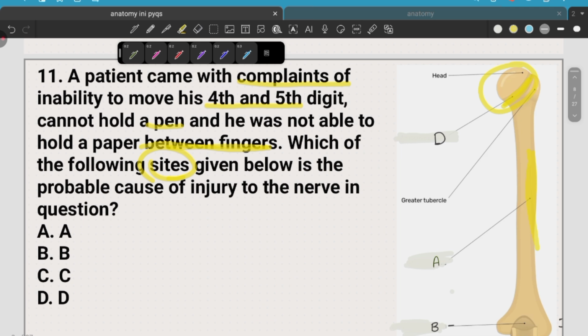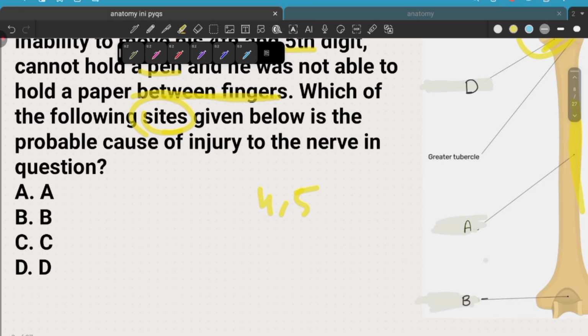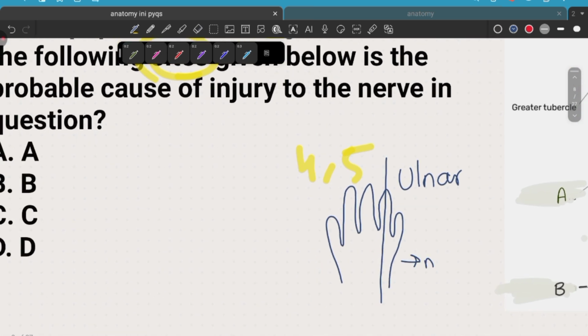First of all, we have to find out which nerve got injured. Then, second is where is the most probable, common site for injury of that nerve. So, the fourth and fifth digit are mainly supplied by the ulnar nerve. This is the medial side, this is the lateral side, thumb will be the lateral side. The three and a half fingers on the lateral side are supplied by the median nerve.